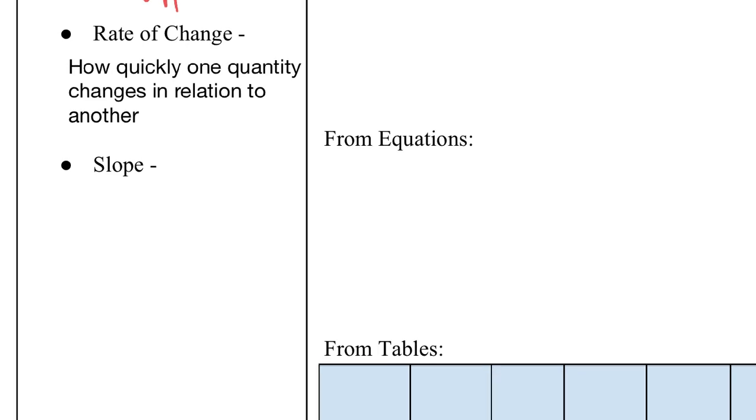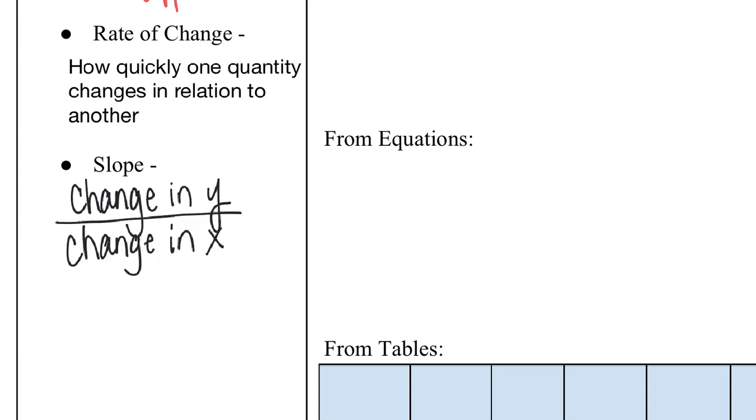Slope is the actual formula we're going to use to find the rate of change. We are going to divide the change in y, or our change in our output, by our change in x, which is our change in our input. So we're going to do some examples so that we can understand that vocabulary and what it means to have input and output.